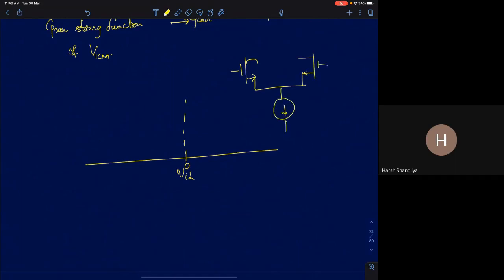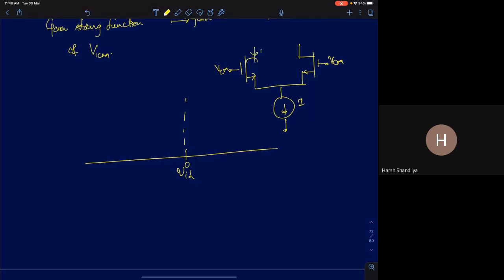If I apply a 0 differential input, which means both the voltages are at VCM and VCM, then what is the bias current in I1 and I2? I am plotting I1, I2 here. What is the value of I1 and I2? I by 2 each, right? Both of them are going to carry I by 2 each. So I'll write I by 2, comma I by 2. So this is I1 and I2.